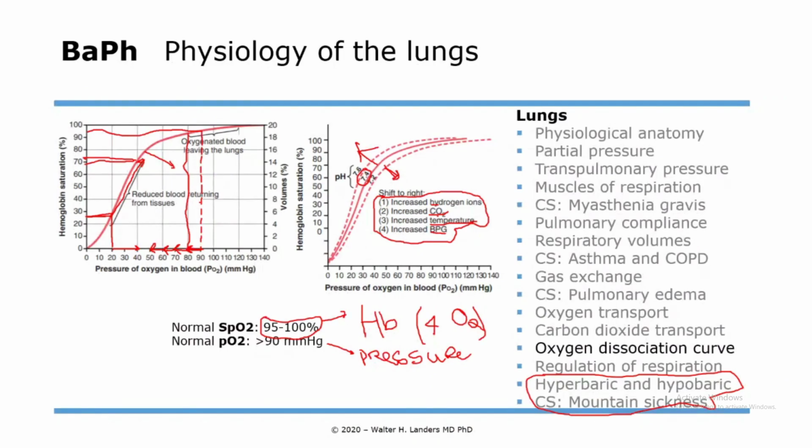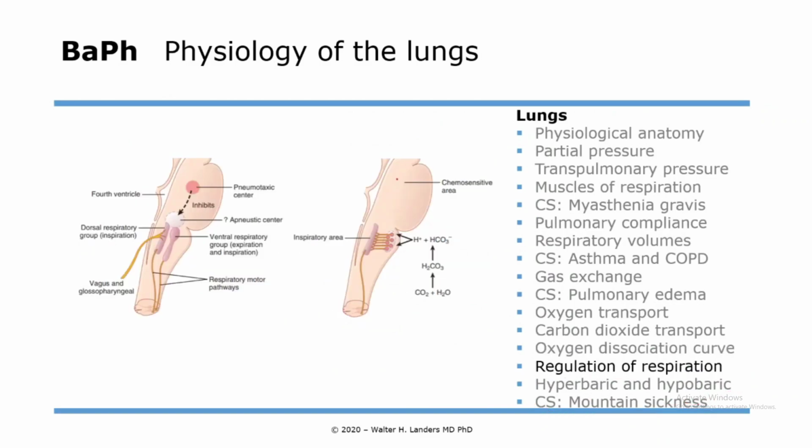So, for example, when you start exercising, all of these 4 things go up. Your blood will become more acidic. You'll get more CO2 in your cells. Your temperature will go up, and your metabolic waste products will go up. So, in exercise, this curve will shift to the right, and more oxygen will be released in order to compensate for that. And then finally, regulation of respiration.